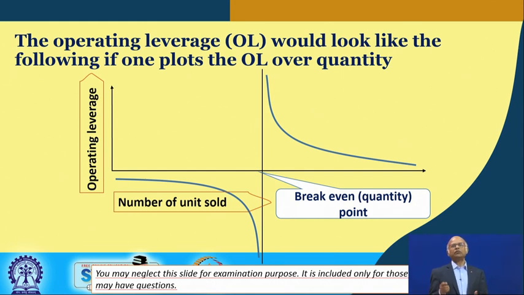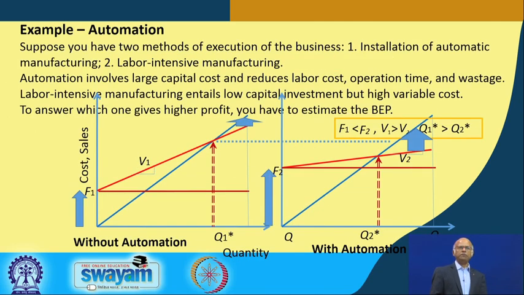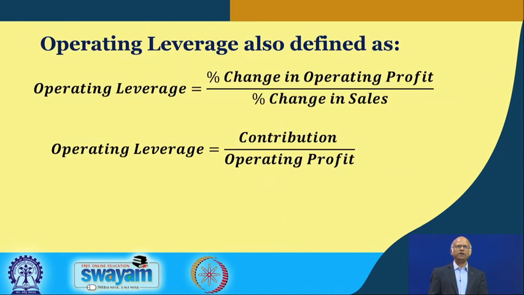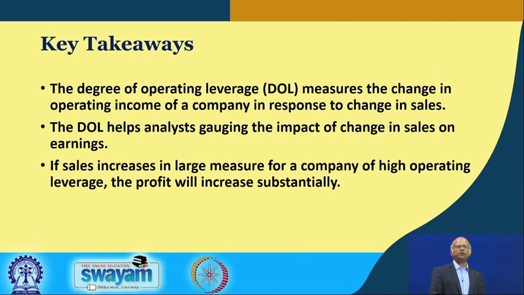So, you have to decide at what level you operate, so that for every incremental production and sale you actually make profit. The same example is given here, maybe by mistake or maybe I wanted to put it again. Operating leverage is also defined as percentage change in operating profit divided by percentage change in sales, or contribution divided by operating profit. You have seen.